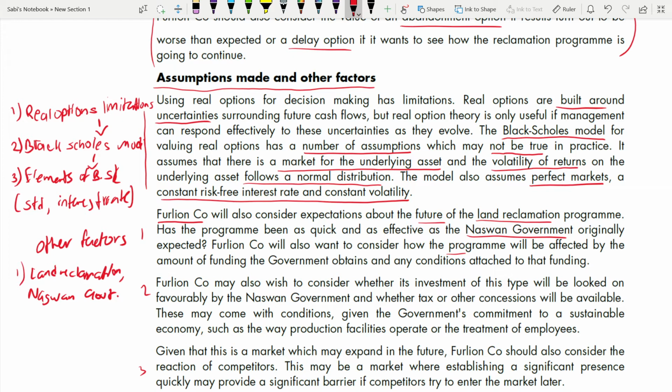Even the second sentence says that Furlan company will also want to consider how the program will be affected by the amount of funding the government obtains and any conditions attached to that funding, right? Funding of the government and conditions attached. You need to talk about this because we saw that the government was not able to fund it. From the case study, you are taking these points, right? So, Furlan will want to consider. Who wants to consider? Me or you? It is the company. Furlan company wants to consider this. So that is the first thing.